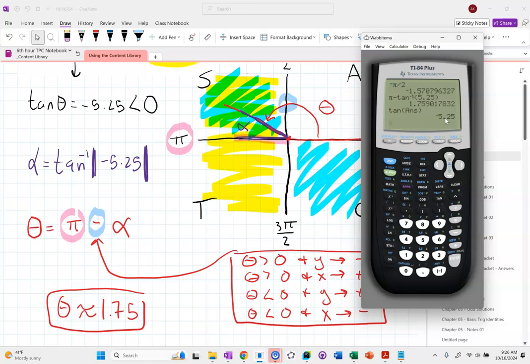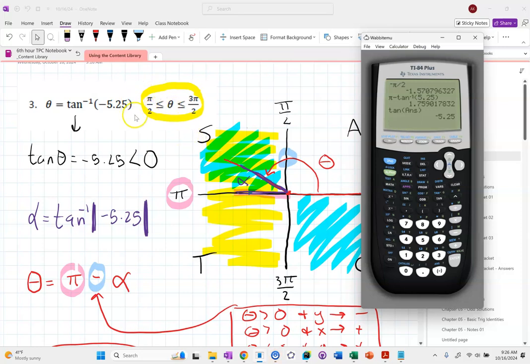That's good. The second half of my check is to make sure 1.75 is bigger than pi over 2. So I'll just type in pi over 2. 1.75 is bigger than that. And it has to be smaller than 3 pi over 2. So again, I'll type that into my calculator, and I see that yes, 1.75 is smaller than that also. So I know I've landed at the correct answer.